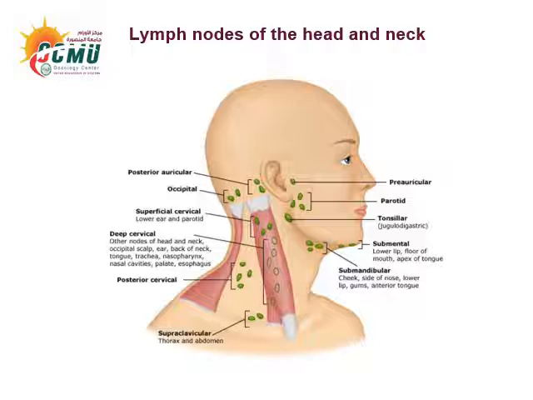The horizontal group is divided into superficial outer and deep inner groups. And the vertical group is divided into superficial and deep groups. So what is the horizontal group? The horizontal superficial group are the submental group, which drains the lower lip, floor of the mouth, and apex of the tongue. Then the submandibular group, which drains the cheek, side of the nose, lower lip, gums, and anterior tongue.